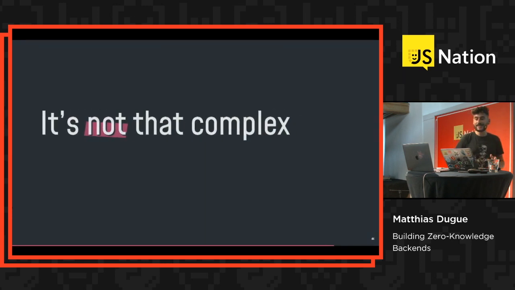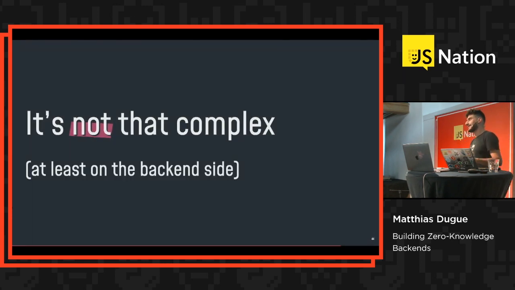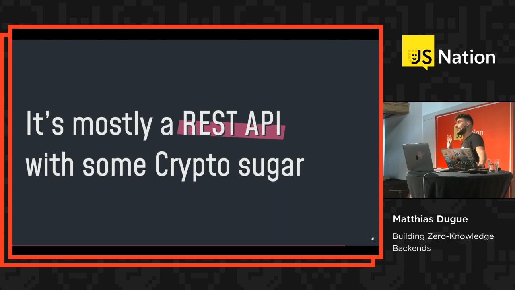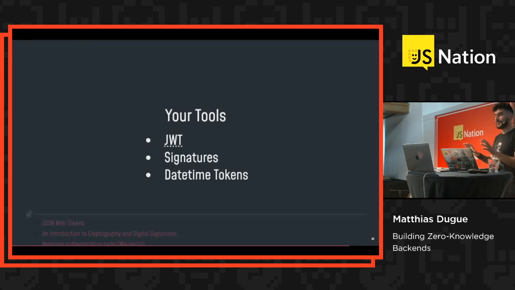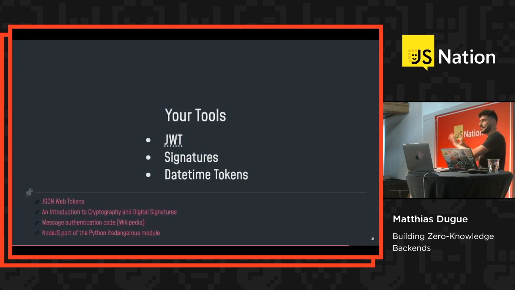That's all. It's not that complex, at least on the backend side, because it's mostly a REST API with some crypto sugar. You just do some signature verifications, some expiration verifications, and that's all. For the rest, this is just storage and this is just a REST API. Because the tools that you want to rely on for the backend part are mainly the JSON Web Tokens, the signatures, and the expiration time tokens.